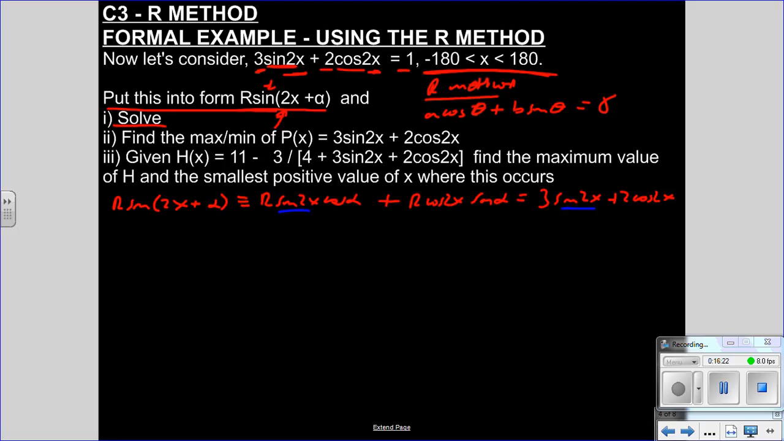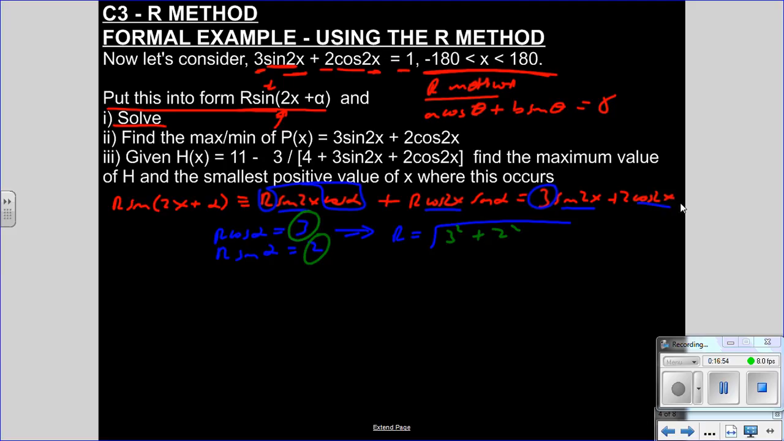Sine 2x is the same, sine 2x is the same, so therefore the 3 must equal the coefficients of sine 2x, so r cos alpha is 3. Cos 2x, so therefore r sine alpha must equal 2. To find r, remember now we can just shortcut it, because you know that sine squared plus cos squared is 1. We can just shortcut it and say r would be this thing squared plus this thing squared, so root of 3 squared plus 2 squared equals root 13. There we go.